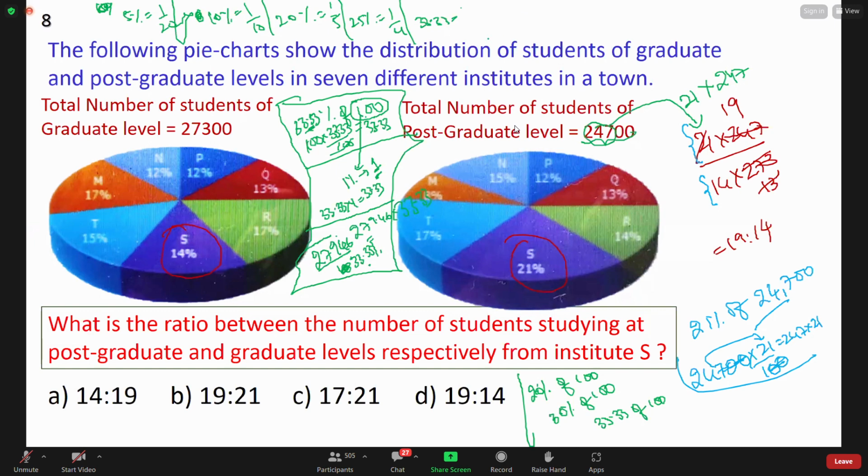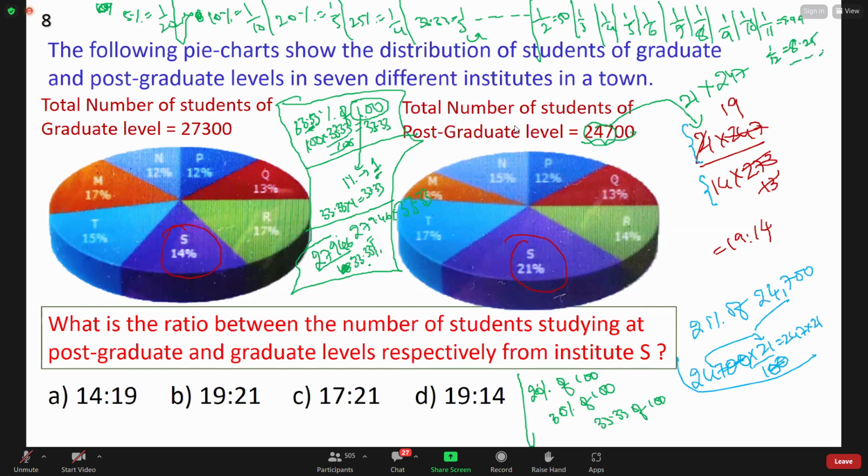This is percentages to fractions. Fractions to percentages, you know. 1 by 2 is 50. 1 by 3 is 33.3. 1 by 4 is 25. 1 by 5 is 20. 1 by 6 is 16.66. 1 by 7 is 14.28. 1 by 8 is 12.5. 1 by 9 is 11.11. 1 by 10, you know what it is. 1 by 11 would be 9.09. 1 by 12 would be 8.33, and so on and so forth.